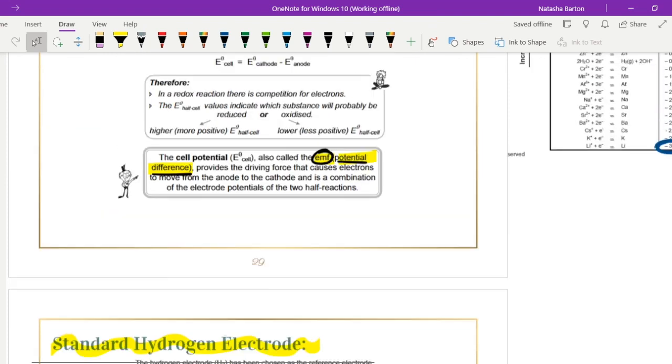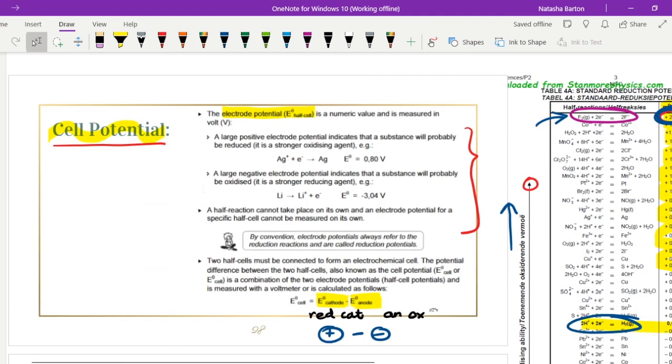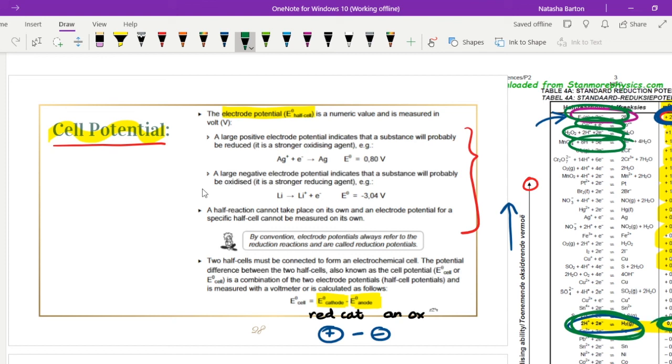That's what it's about. It's that none of these readings in your table could have been measured alone. We had to connect each of these half cells to the hydrogen half cell, which has an electrode potential of 0. We take it as 0, and these readings are measured based on that.